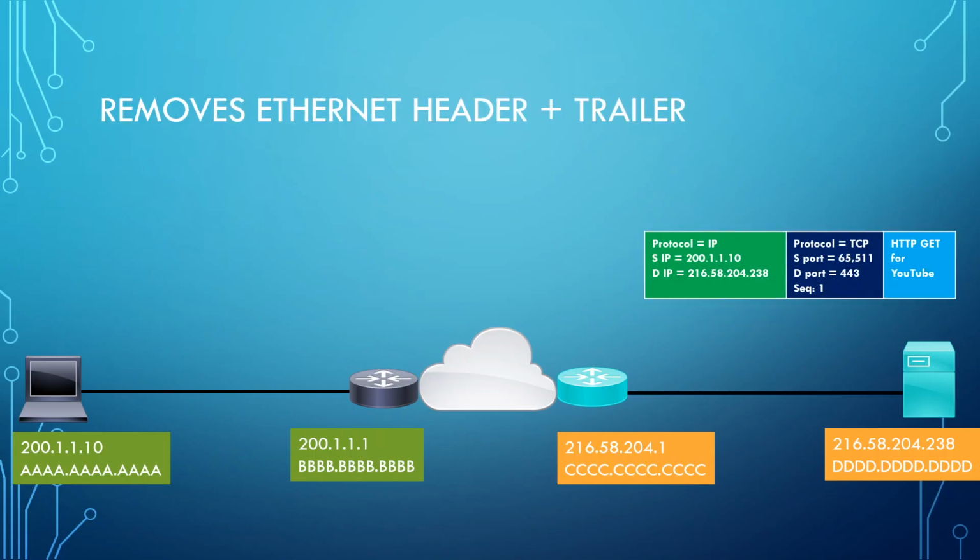Okay. Now, what does the server do once it receives that frame? Well, the first thing it's going to do is take away the Ethernet header and trailer.